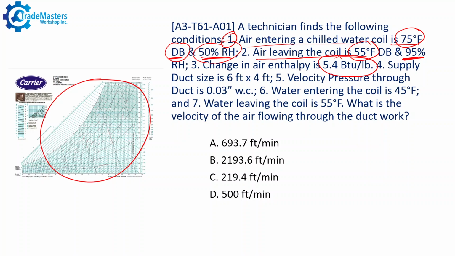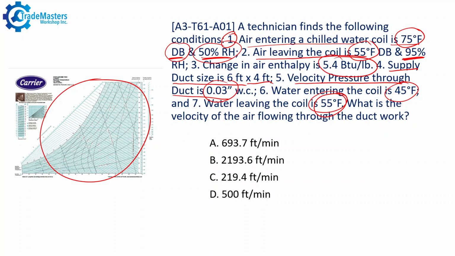Now we know some extra information. We are given dimensions of the supply air duct. Supply duct size is 6 feet by 4 feet. We know the velocity pressure through the duct is 0.03 inches water column. And we know some conditions about the water on the chilled water coil. So we've got chilled water entering a coil at 45 degrees Fahrenheit. That's a nice temperature for chilled water off a chiller system. And it's going to leave the coil at 55 degrees Fahrenheit.